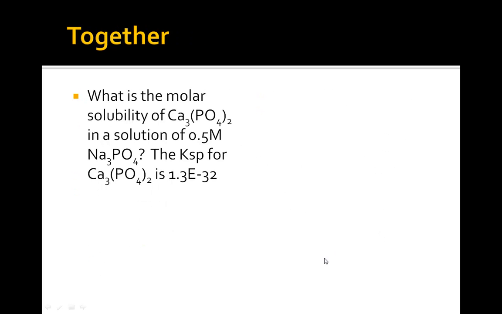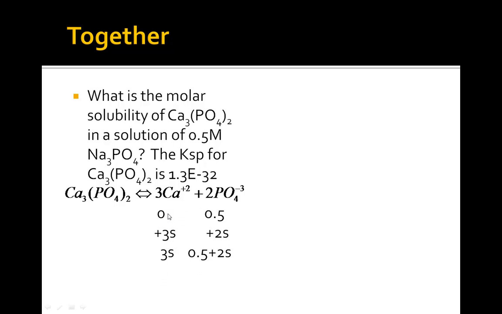All right, we're going to do another one together because this one's kind of a big one. What's the molar solubility of Ca3(PO4)2 in a solution of 0.5 molar Na3PO4? And the KSP for Ca3(PO4)2 is 1.3 times 10 to the minus 32. So remember, the first thing you got to do is start with the reaction. So this is what it looks like here. The reason why I don't have this on every slide for the reactions is just I need to save some space.